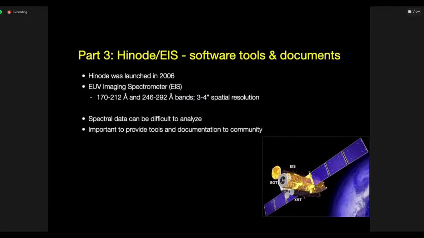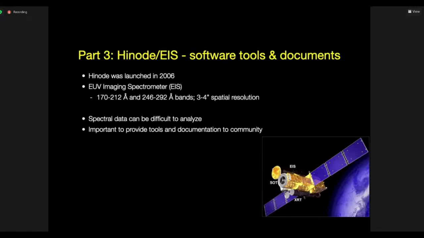Okay, so the next part of my talk deals with my experience of developing software tools and documentation for the ICE instrument on Hinode. As I thought this might be of interest for the Aditya instrument teams as they get ready for the operations phase of the mission.